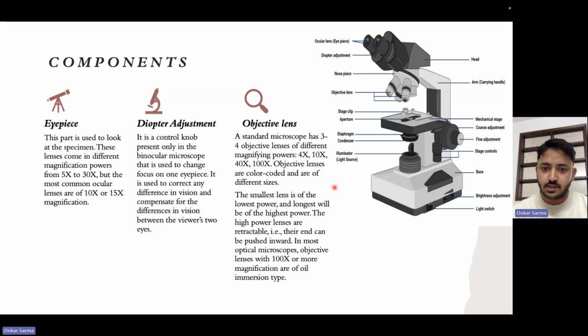The smallest lens is of lowest power and the longest will be of the highest power. The high power lenses are retractable. That is, their end can be pushed inward and outward. In most optical microscopes, objective lenses with 100x or more magnification are of the oil immersion type.